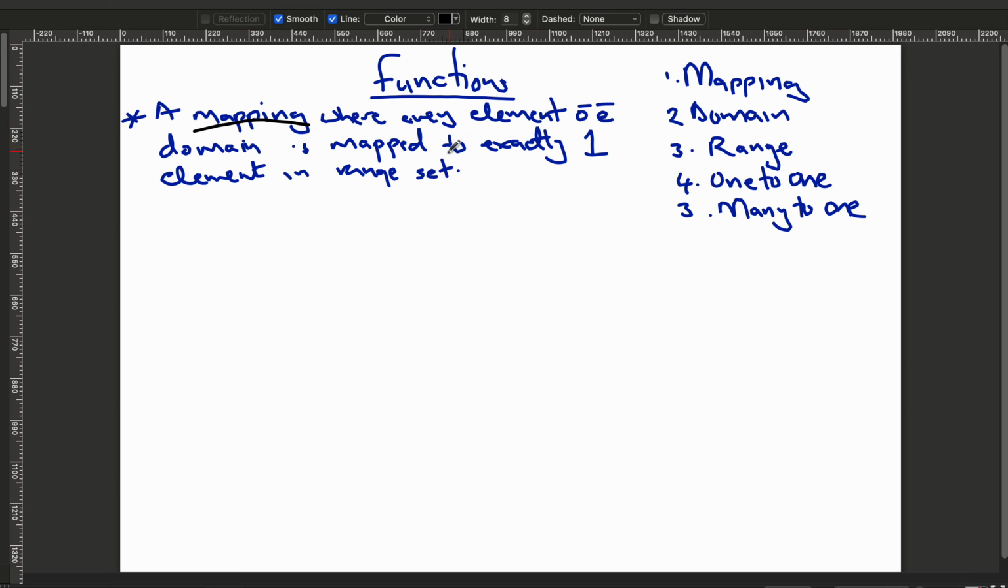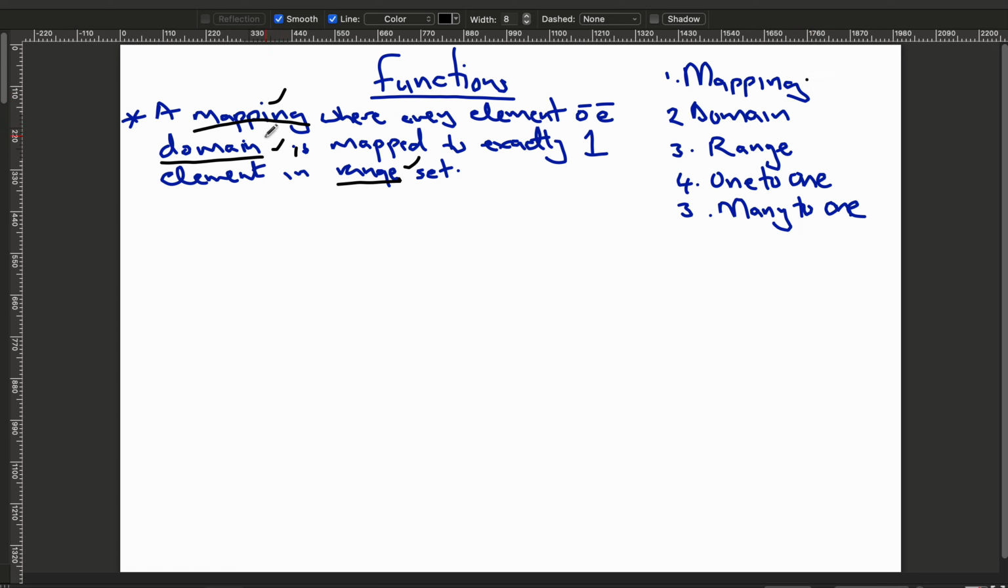A mapping where every element that is in the domain set is mapped, we'll talk about mapping again, is mapped to exactly one element in the range set. So there are a couple of ways that we need to talk about: the part on mapping, the part on a domain, the part again on a range. So we'll talk about mapping first.